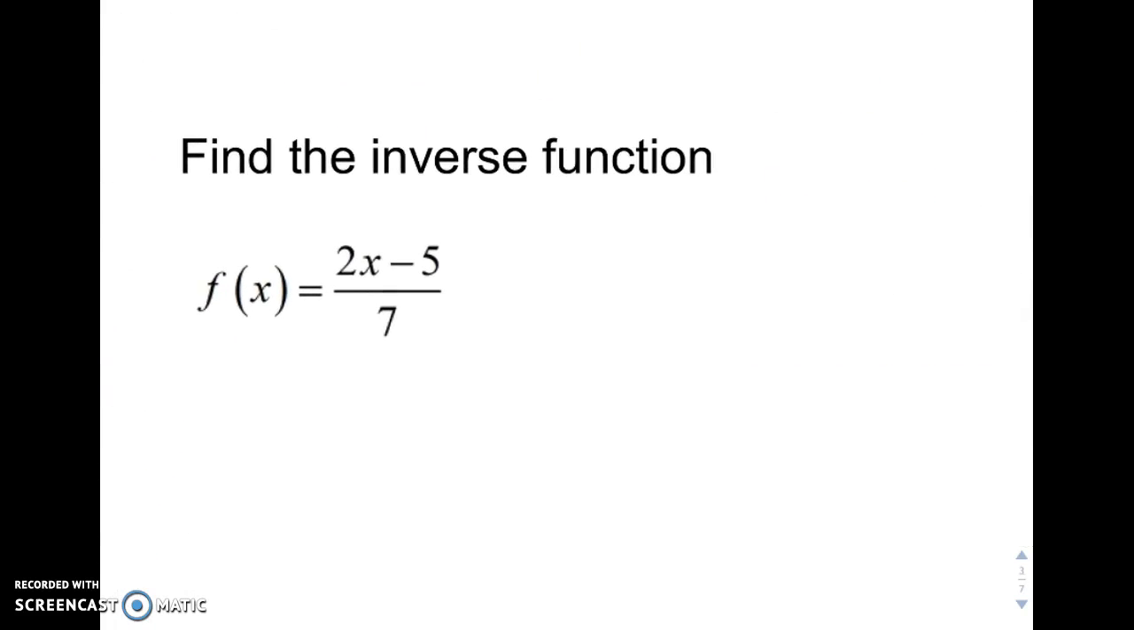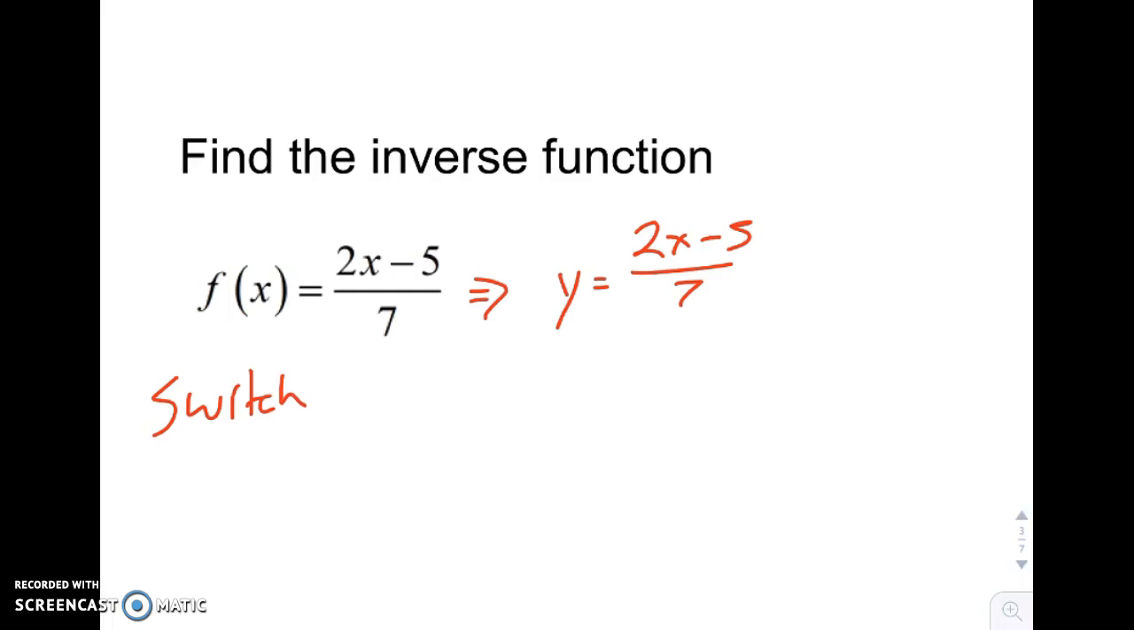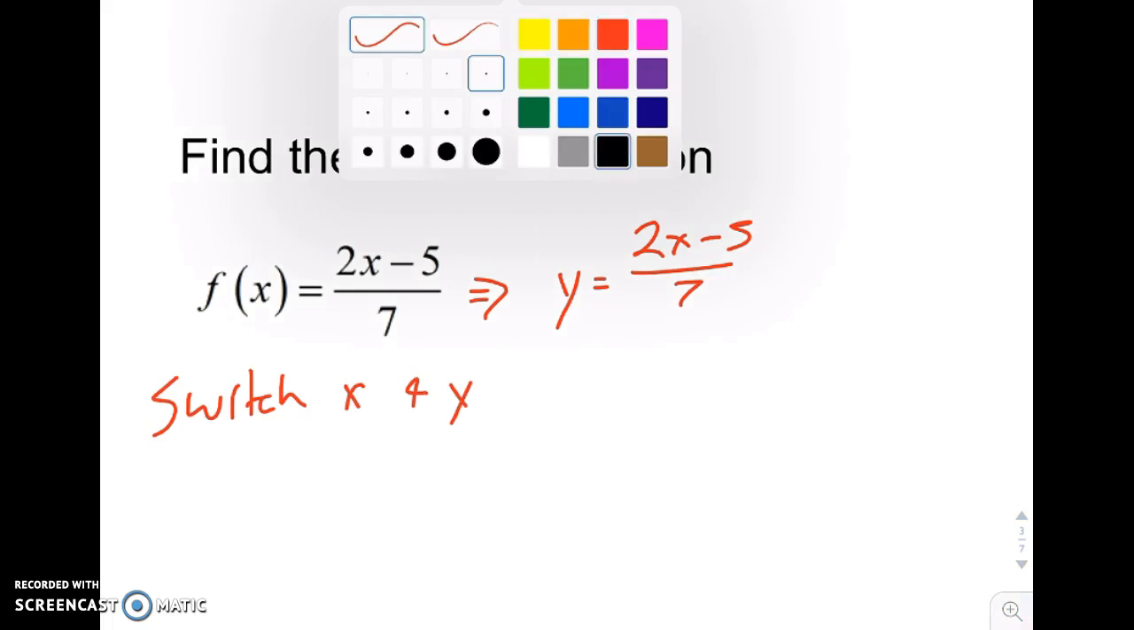The sock-shoe analogy doesn't work forever because we can have more and more operations happening to a function. So one of the easiest ways to do this is to rewrite this. Remember that f of x just stands for your output. So that's y equals 2x minus 5 over 7. And all an inverse really does is it switches what you are inputting and what you are outputting. So that's what we do. We can switch x and y because x and y stand for input and output. They don't have specific meanings. They just literally stand for input and output.